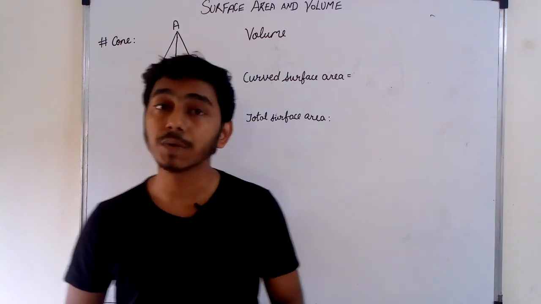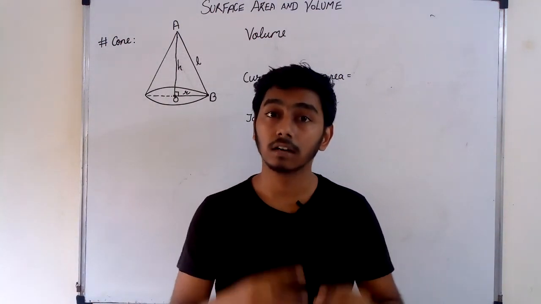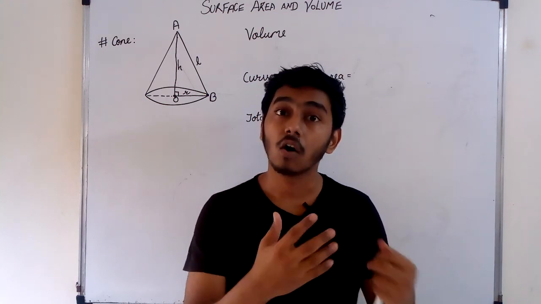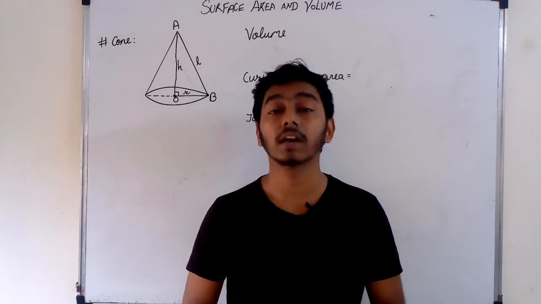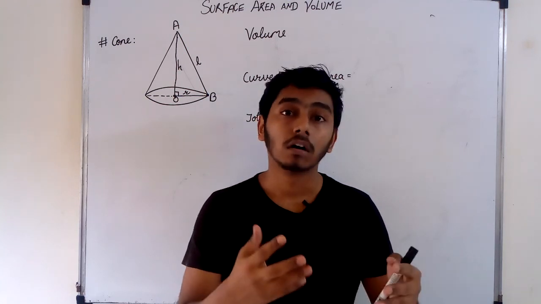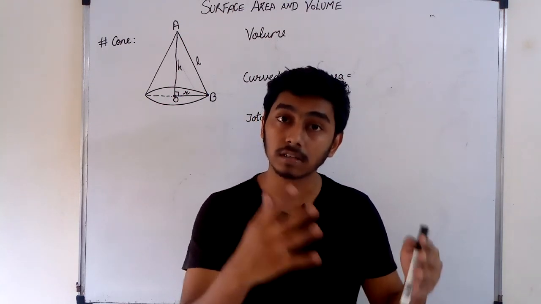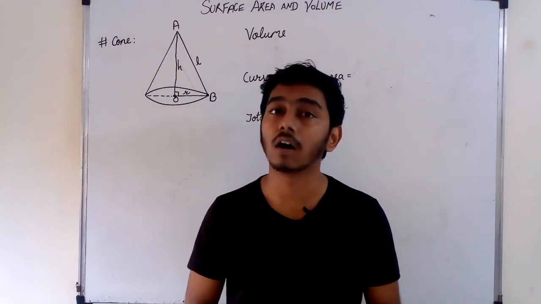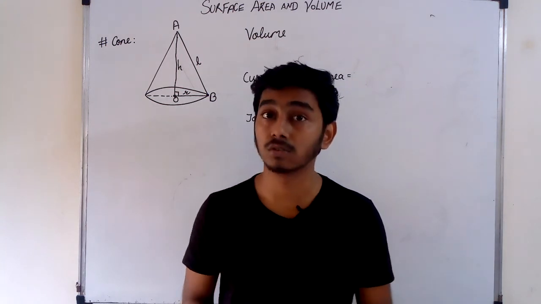In the previous video we saw how to find the volume, curved surface area and total surface area of a cuboid and cube. Also we saw the volume of a cylinder, the curved surface area and total surface area of a cylinder, how to find them, and questions also based on them.